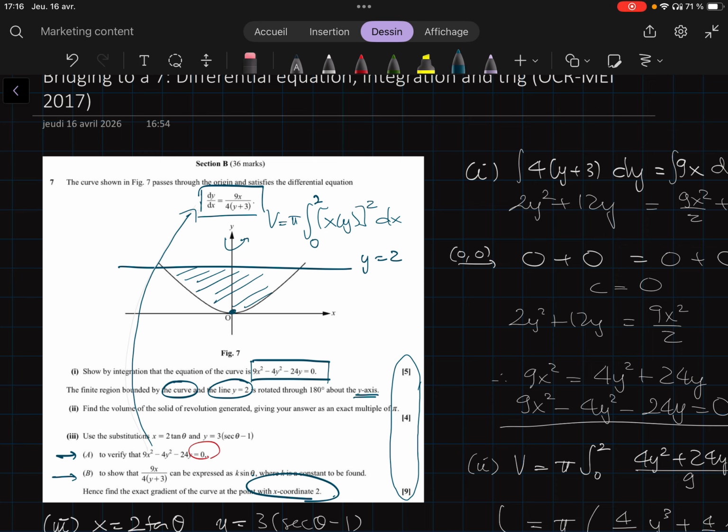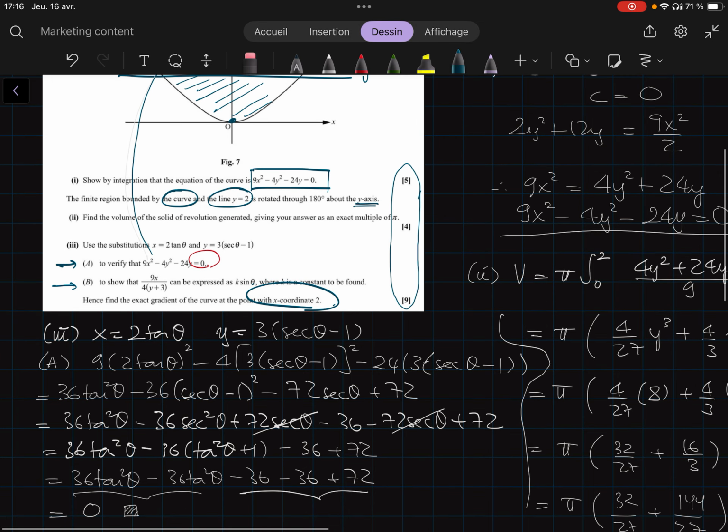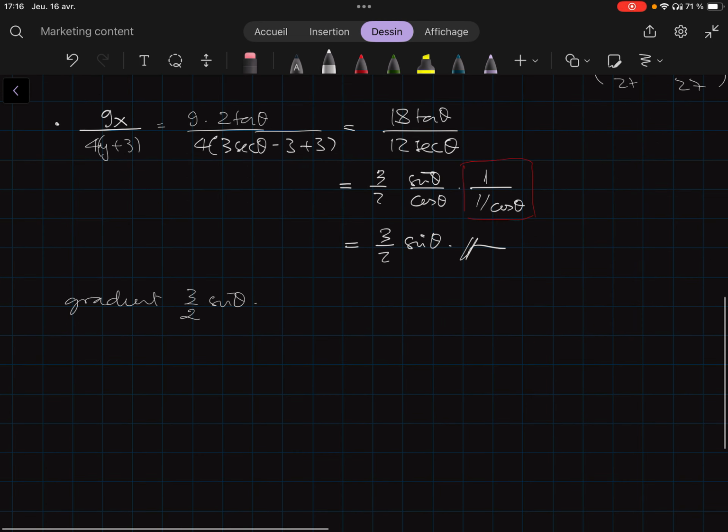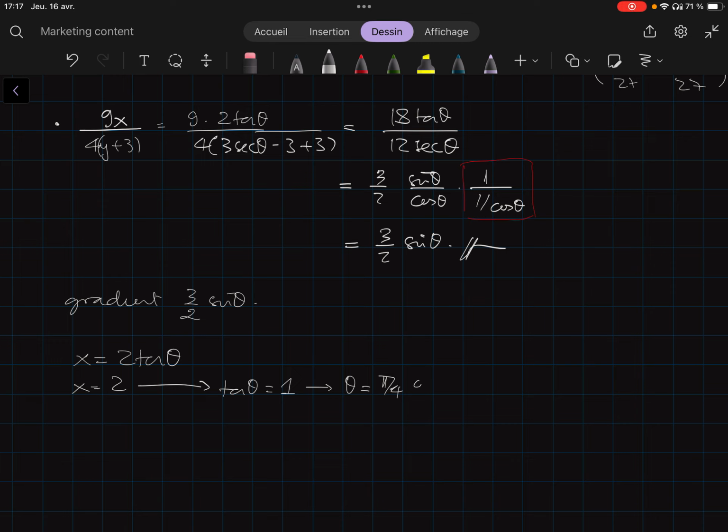Okay. So we know that the gradient of the curve is 3/2 of sine theta. We also know that x is equal to 2 tan theta, and we want to find the gradient when x is equal to 2. So if x is equal to 2, that means tan of theta is equal to 1. If tan of theta is equal to 1, that means theta is equal to pi by 4, or 5 pi by 4, or 9 pi by 4, and so on.